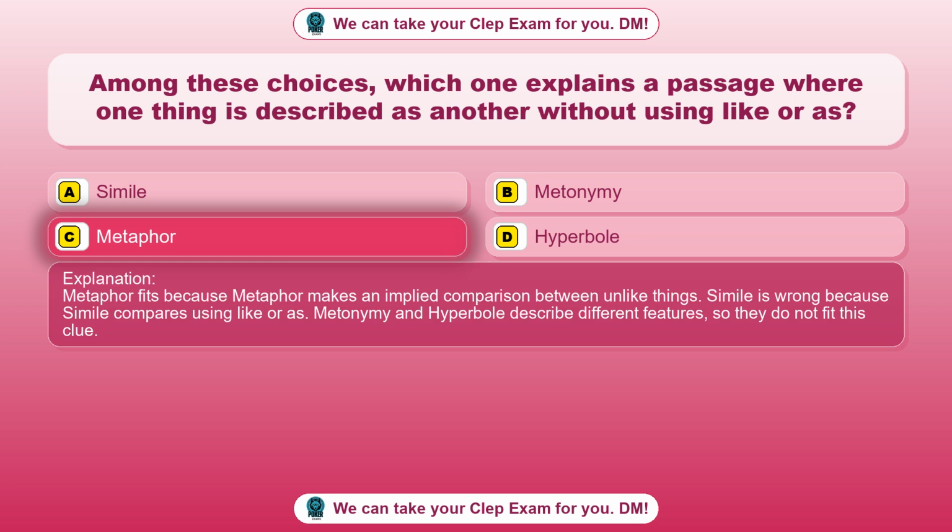Metaphor fits because metaphor makes an implied comparison between unlike things. Simile is wrong because simile compares using like or as. Metonymy and hyperbole describe different features, so they do not fit this clue.